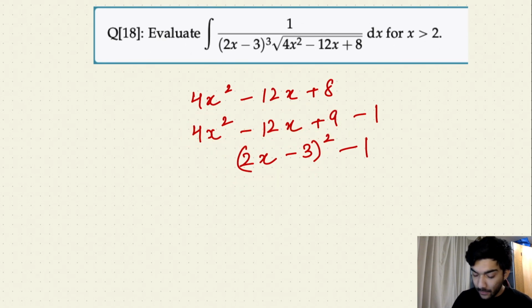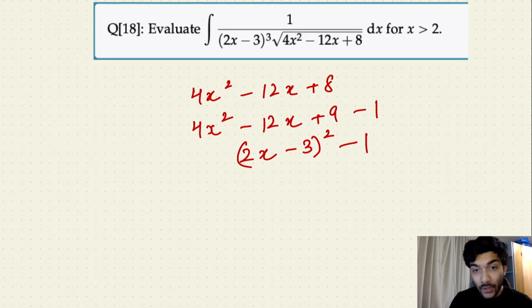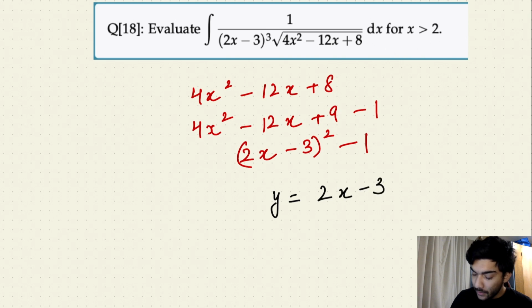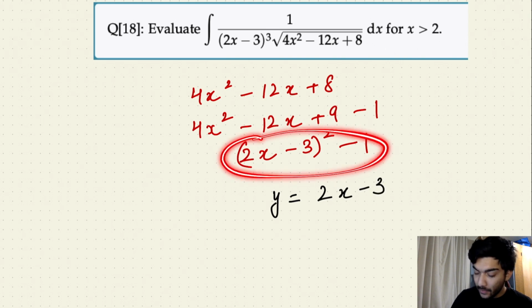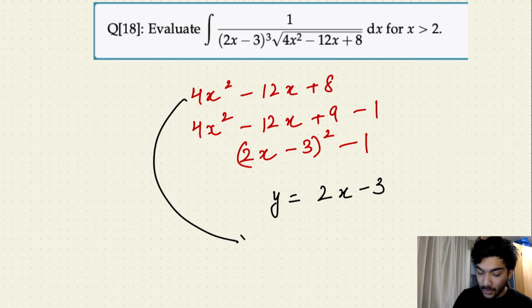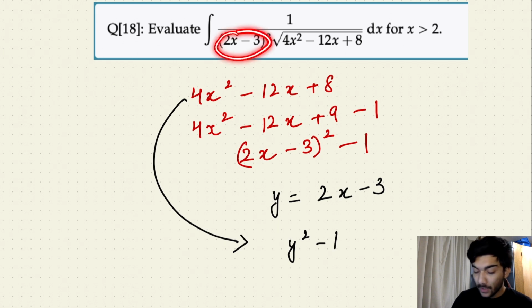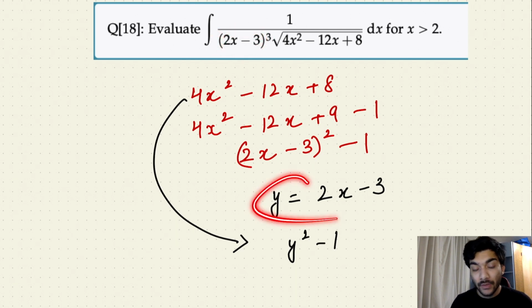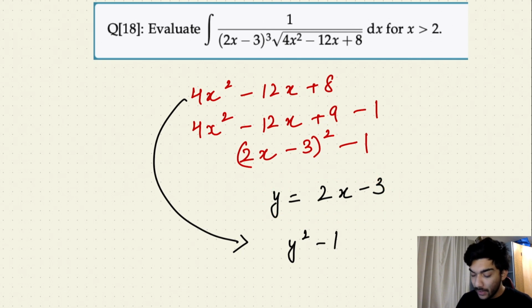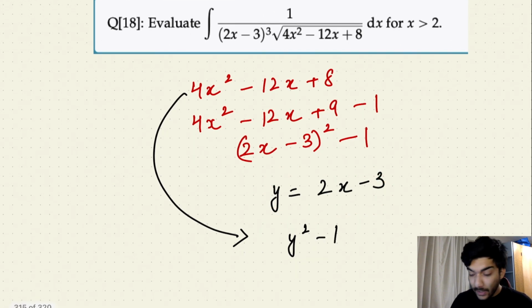And now since we have a (2x minus 3) whole square term over here, we can also see the same term over here as well, right? And in order to simplify our expression, let's use a new variable. Let's assume that y is equal to 2x minus 3. So this expression will be easily transformed to y square minus 1, right? And since we also have a 1 by (2x minus 3) whole cube expression in the integral, we can easily convert this (2x minus 3) whole cube into just y cube, if we assume y to be 2x minus 3, right?